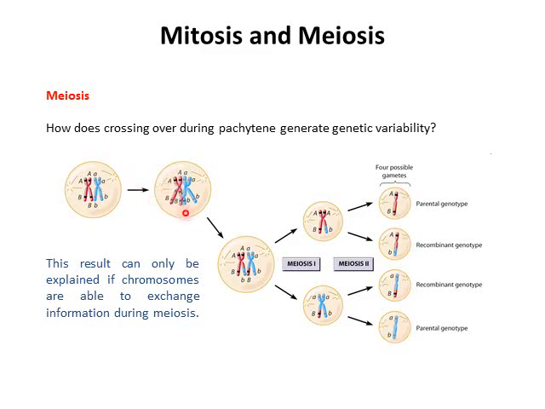However, if you get crossing over occurring between these two chromosomes during pachytene, you can get a swapping of material from the blue chromosome with material from the red chromosome, like we see here.